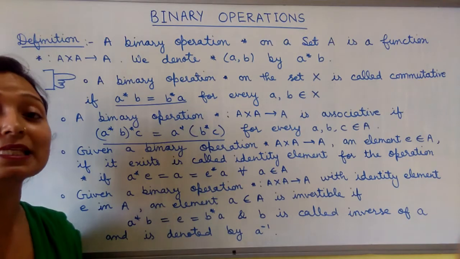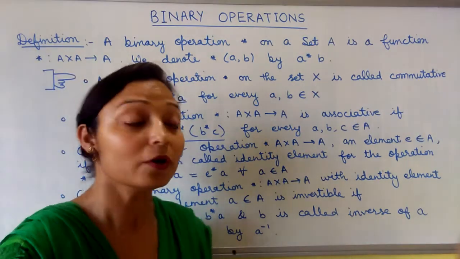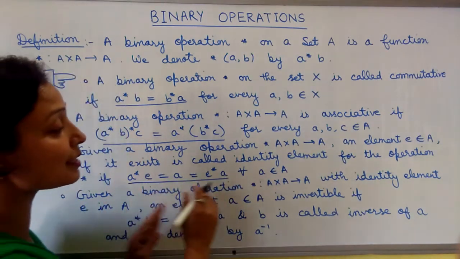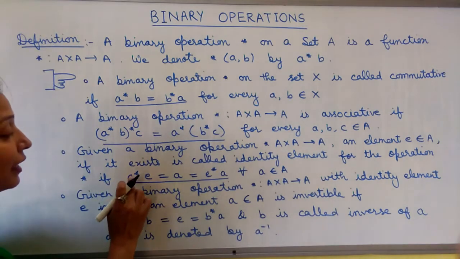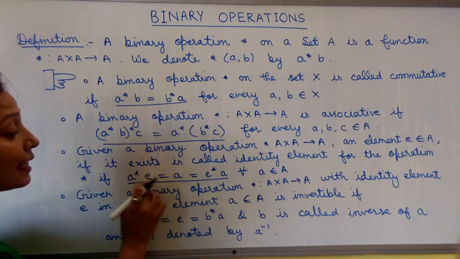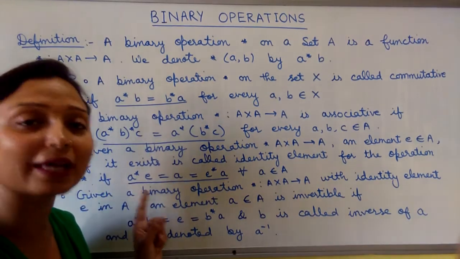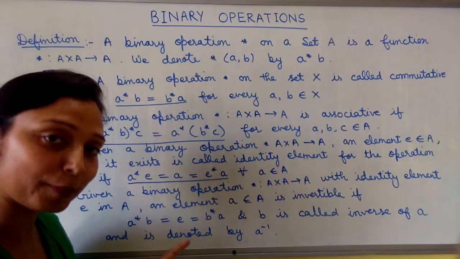Now there also exists an identity element in the binary operation. How? By using this identity. There is an identity element for the operation: if A star E, where E is the identity element, this will never change A. That means E is the identity element in this binary operation.